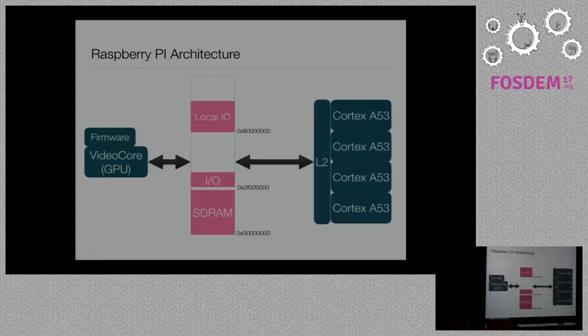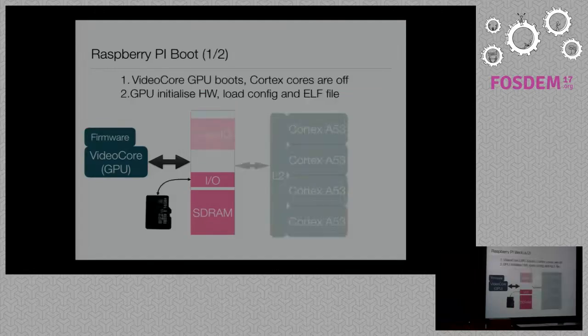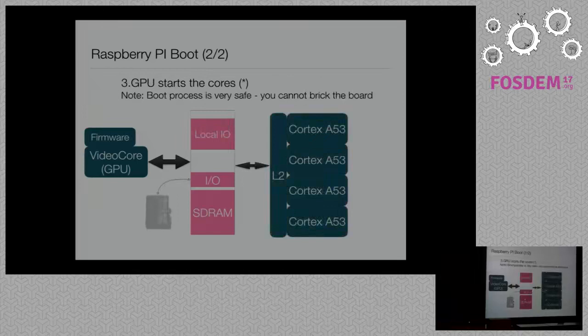The boot process of the platform is unusual, because it's the GPU that starts first, running its firmware, and then loading the application from the SD card into the memory. And then, once the application is loaded, it starts all the CPUs. So the nice thing about the Raspberry Pi platform is that the CPUs start from your code, not from firmware code. Only the GPU uses firmware.